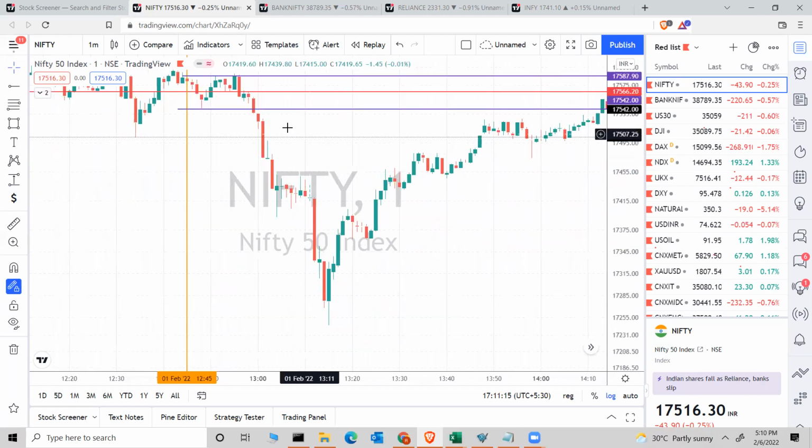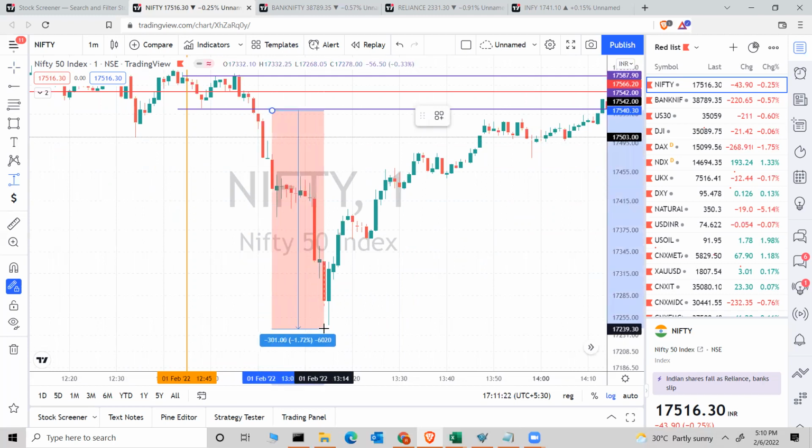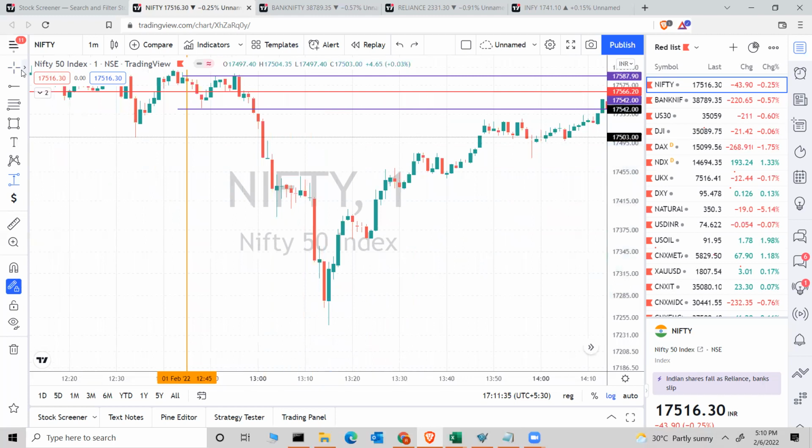From there all the way, let's see how much it fell. 300 points fall. So the risk is very minimal and the profit is maximum. It's just 300%. Okay, so this is for the first Feb.